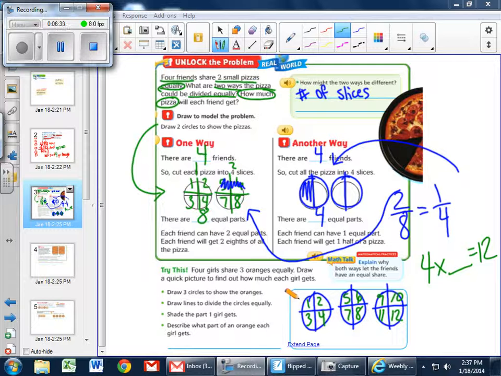So you're going to shade. We know that 4 times 3 equals 12, so they're going to get 3 pieces. So each girl is going to get 3/4 of an orange.